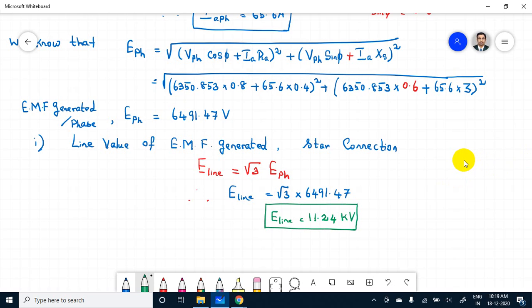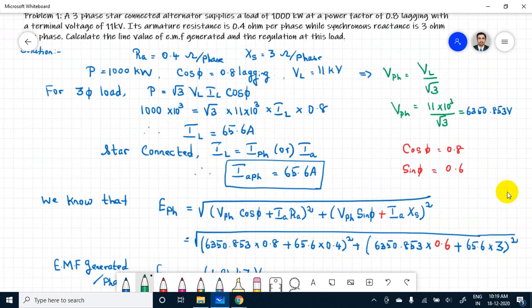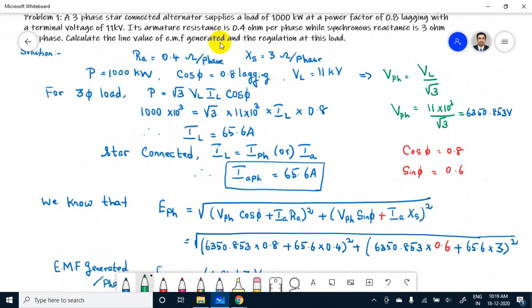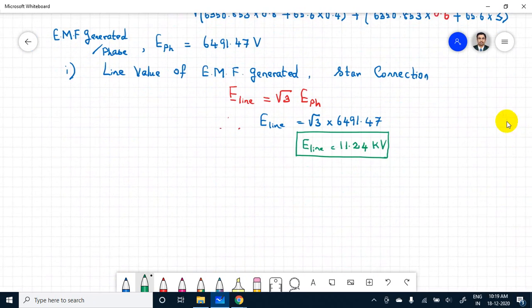Okay, and what is the second subdivision as per your question? We have calculated the line value of EMF generated, 11.24 kilovolt, and now you have to find out the regulation. Okay, that is my second part.